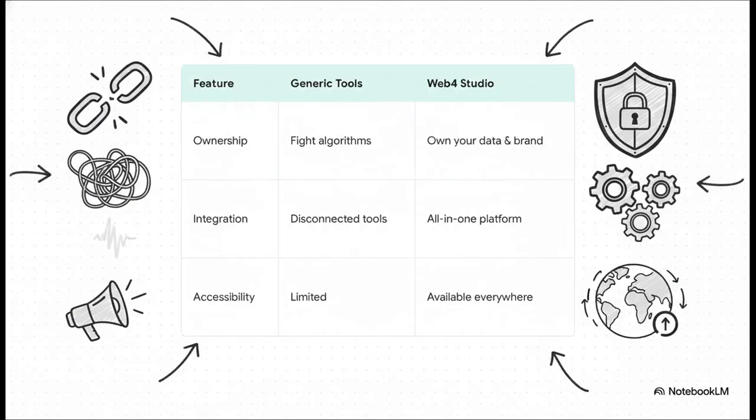Now, this is a really interesting point the blueprint makes. The argument here is that generic tools, like a Slack channel or a Facebook group, aren't really built for this. The source suggests that a platform designed specifically for communities gives you huge advantages, like total ownership of your data, way better integration of all your tools, and it's just more accessible for all your members.